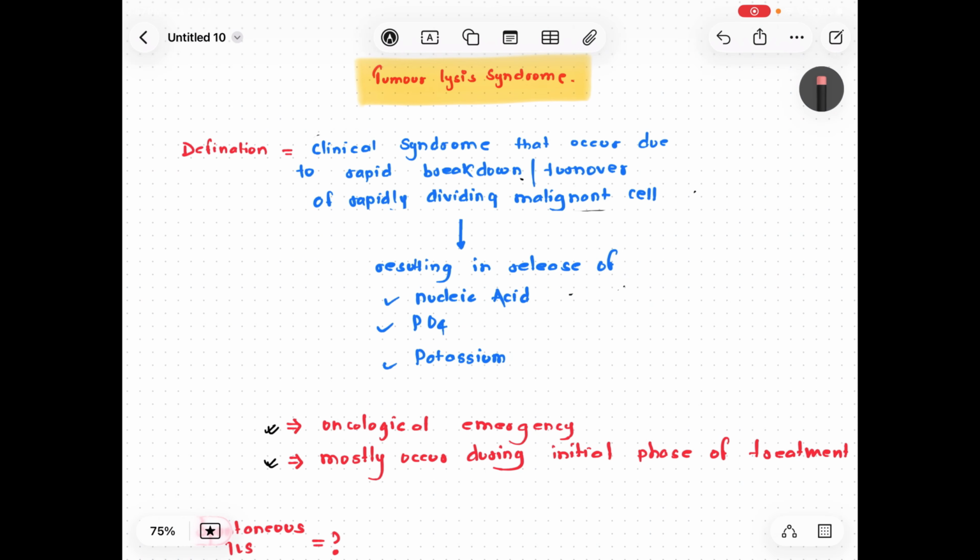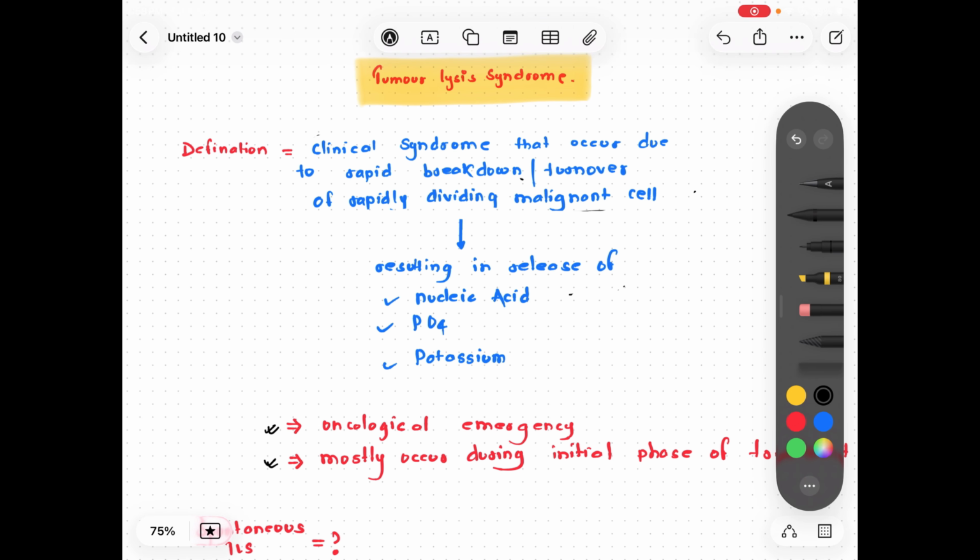So in this video we will discuss tumor lysis syndrome. So what is tumor lysis syndrome? We define tumor lysis syndrome as a clinical syndrome that occurs due to rapid breakdown or turnover of rapidly dividing malignant cells.